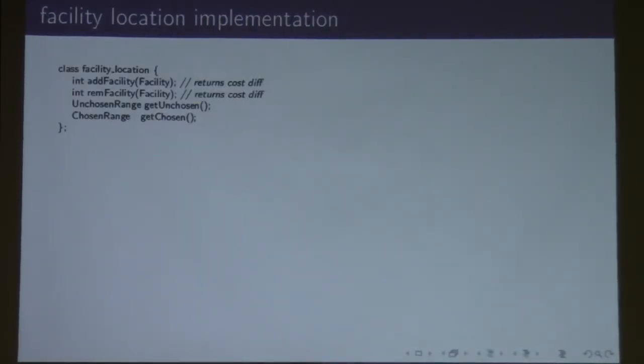Now I want to show you a typical implementation. We always need the model, the class which represents our solution. In this case, we just introduced an interface which has 4 member functions. The member function add facility just adds a facility to the solution and returns the difference in the costs. The analogous one is remove facility, and we've got 2 more member functions to retrieve unchosen facilities and chosen facilities.